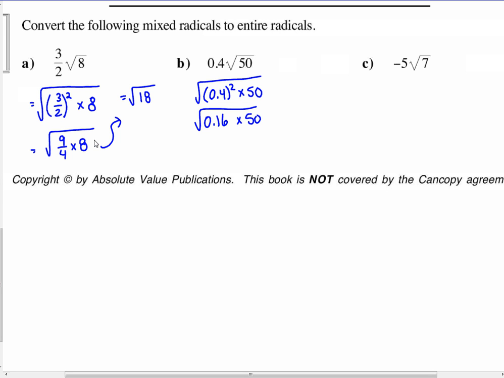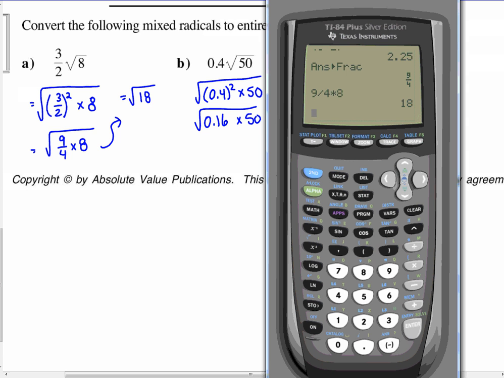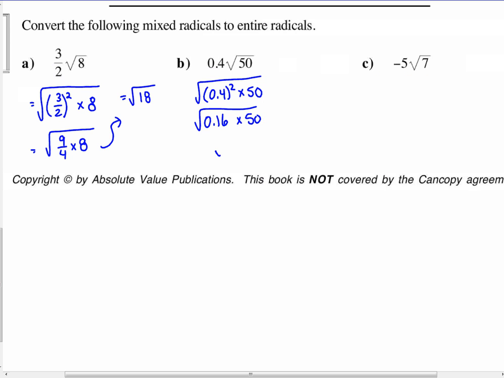I don't think so, because you're going to have 0.4 times 0.4, so that's 2 decimal places. So when you move 2 decimal places, I could be wrong. Let's see. Pretty sure. Yeah. 0.16 times 50. 8, root 8.